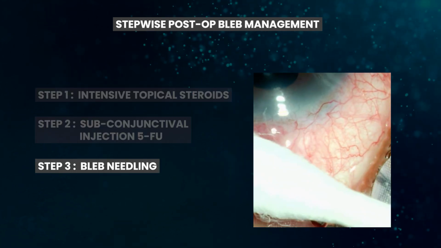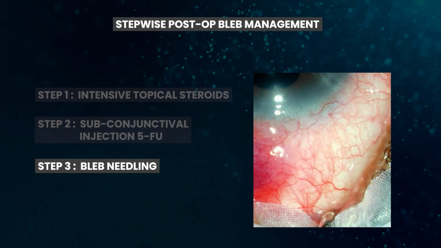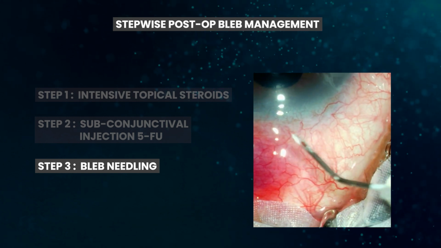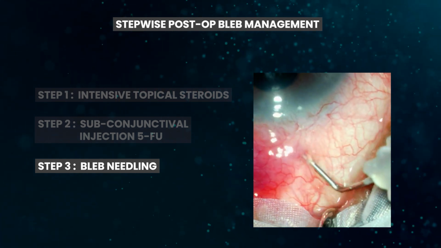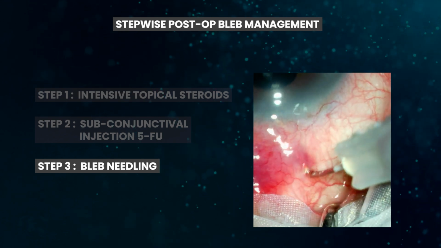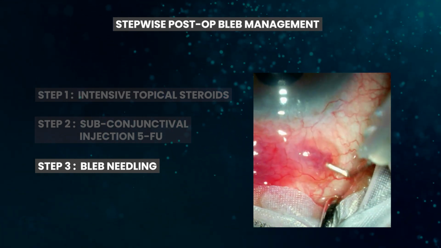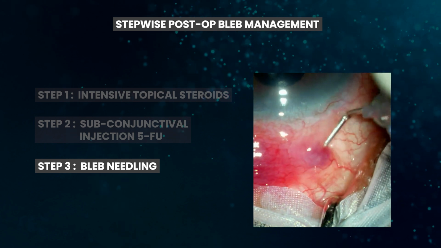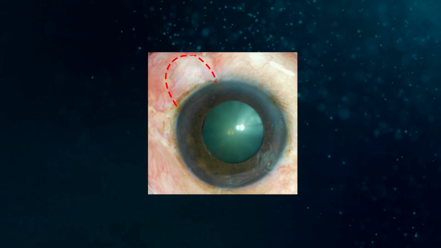If the increased vascularity is associated with an increased IOP, it implies either scarring or encapsulation of the bleb. In this situation, bleb needling with antimetabolite injections can be performed at the slit lamp or in the OR to improve aqueous outflow. Topical corticosteroids must also be continued till the eye is quiet and the IOP under control.